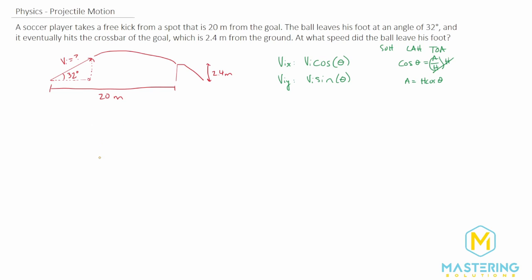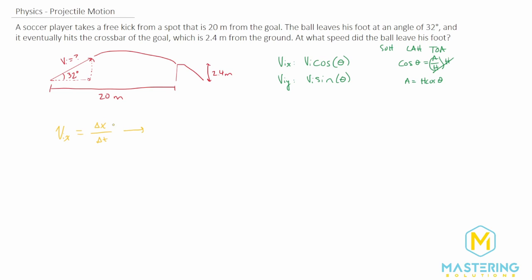So looking only at the X component, we're going to look at the velocity formula. So the initial velocity in the X direction will be equal to the distance that it goes in the X over the time that it does. Like we talked about, time is going to be the connecting factor for both of them because that'll be the same. So let's isolate time.